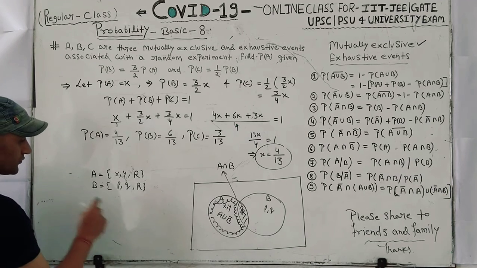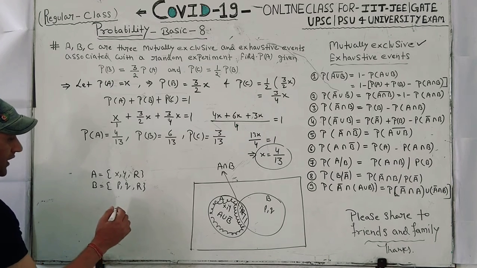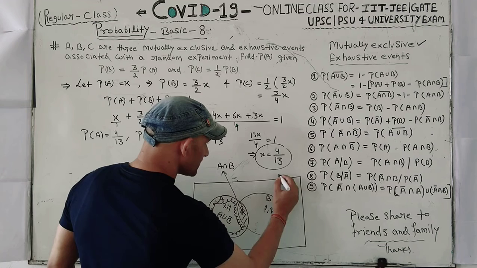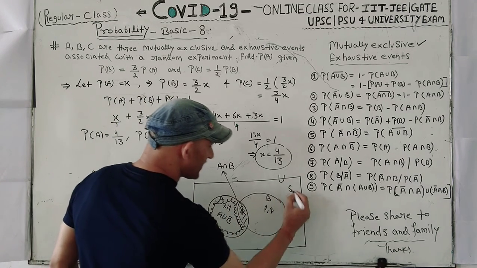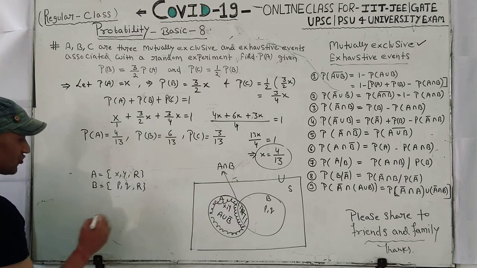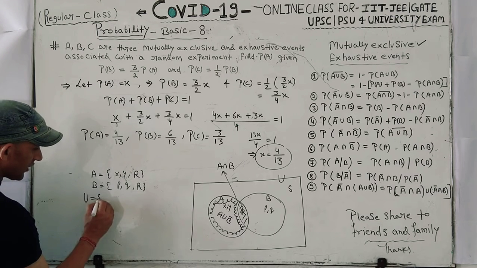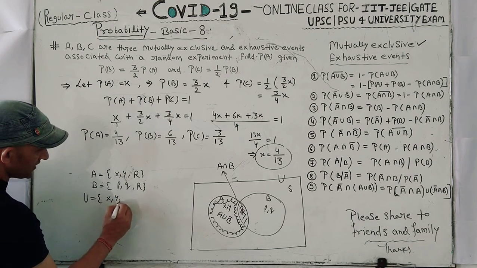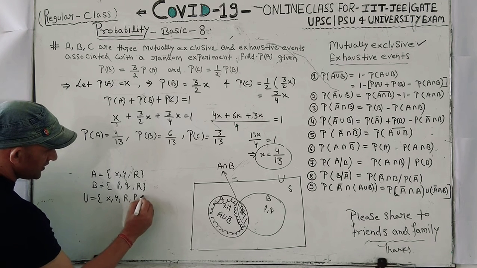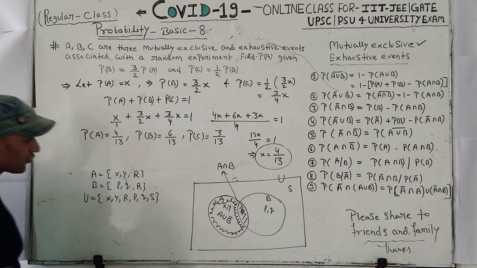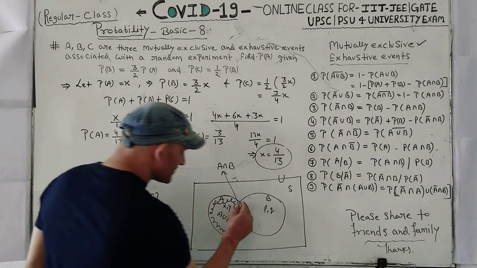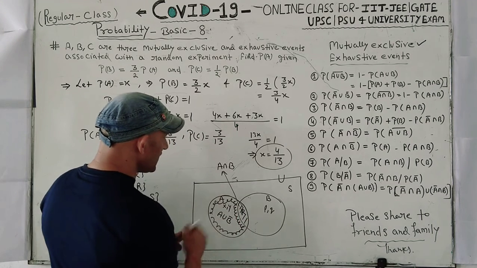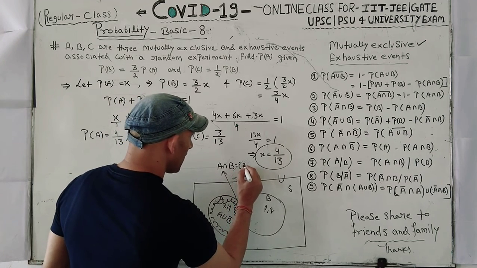Now let this be the universal set, with A, B, R and there is one more element, that is S. So in your universal set there are a total of X, Y, R, P, Q and S. In this condition, what is this? A intersection B is equal to R.